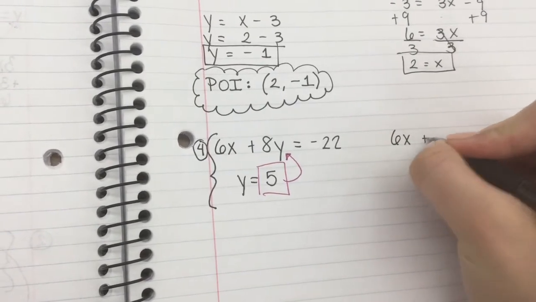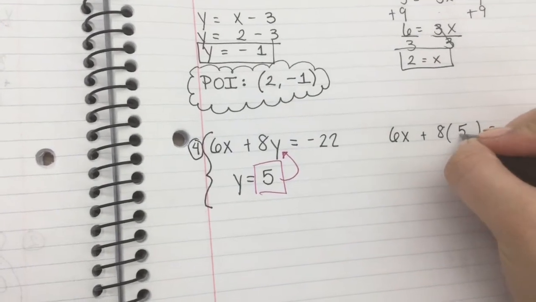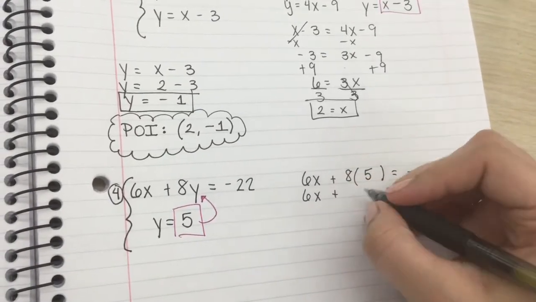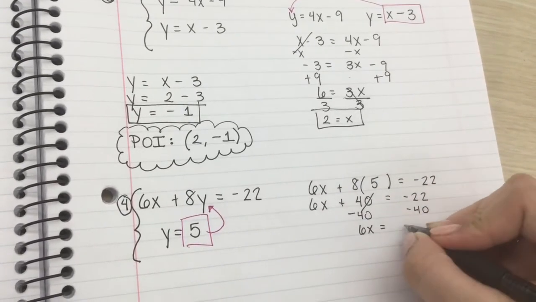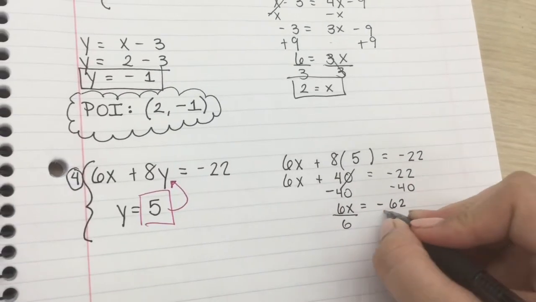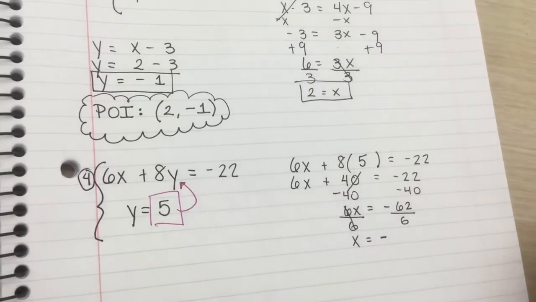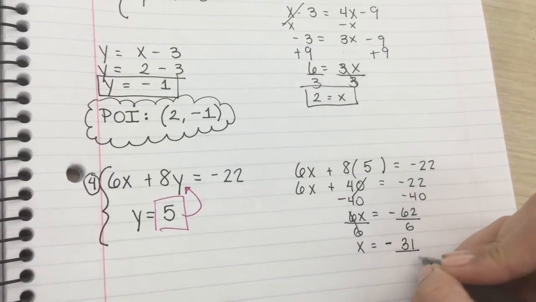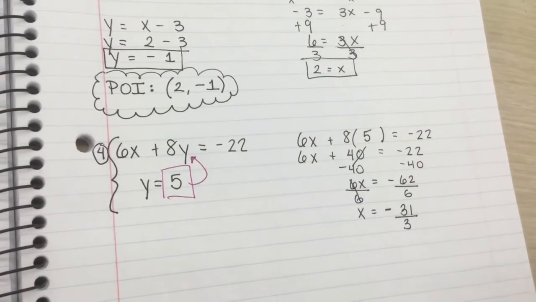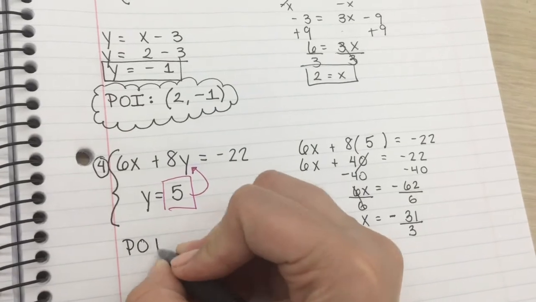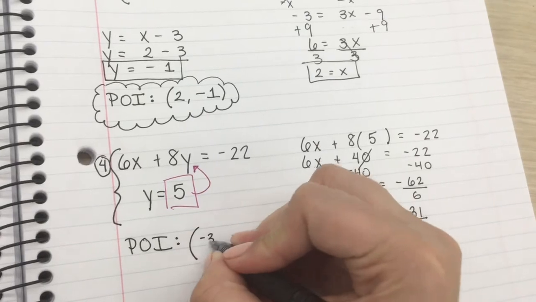So instead of 6x plus 8y, I'll have 6x plus 8 times my y value of 5, and then equals -22. So from here, I'm just going to solve. You should start to notice that we're going to get a fraction for our answer. -62/6 can be simplified. We definitely don't want to write that as a mixed number because mixed numbers are dead, but we can simplify that by dividing both numerator and denominator by 2, which leaves us with -31/3. We definitely wouldn't be able to predict that x value if we were graphing this by hand.